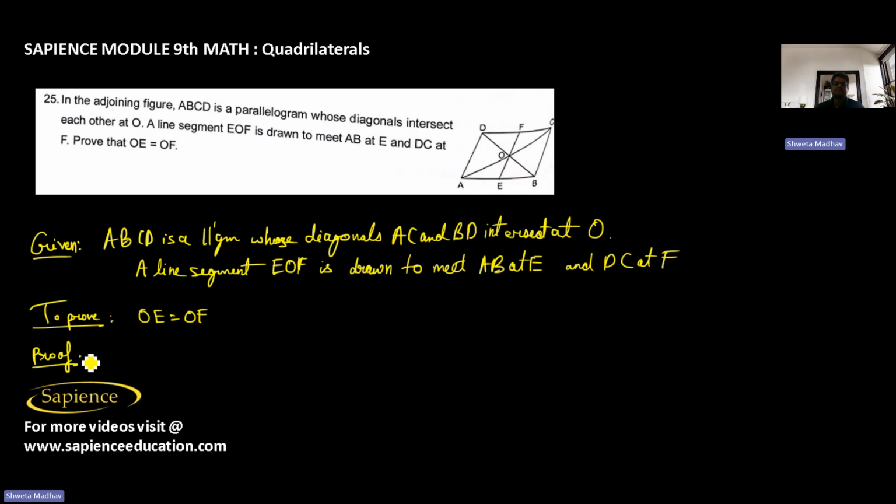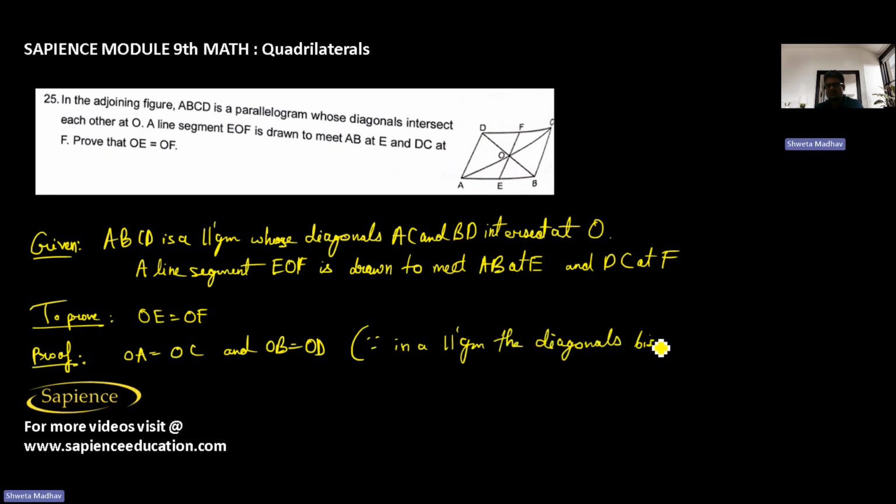The proof is given as follows. We can say that OA equals OC and OB equals OD, since in a parallelogram the diagonals always bisect each other.